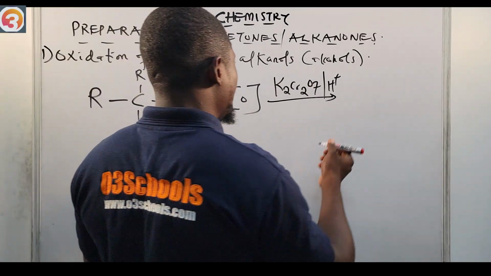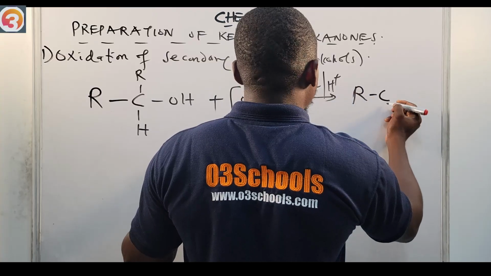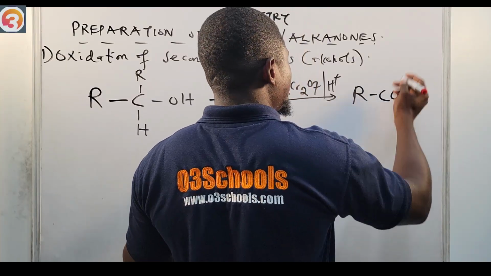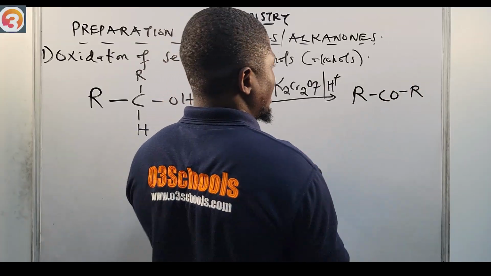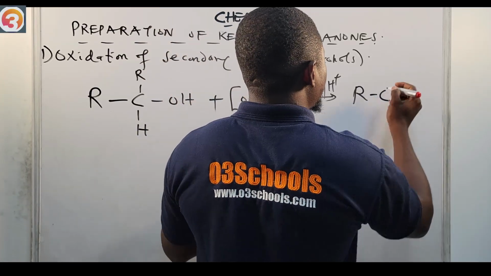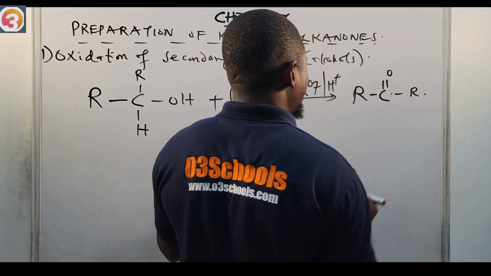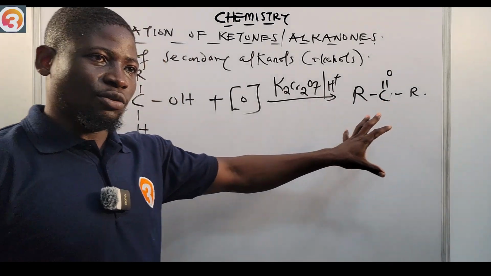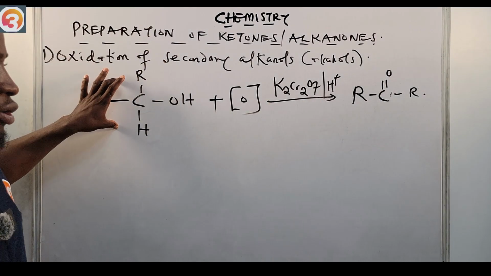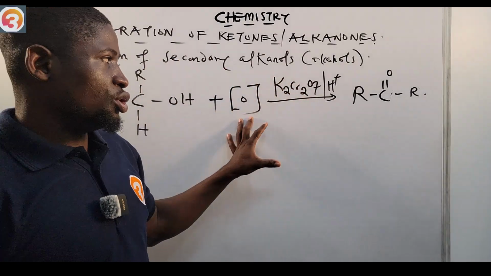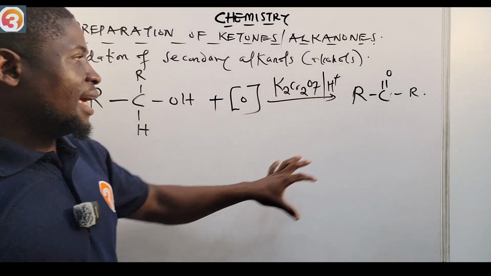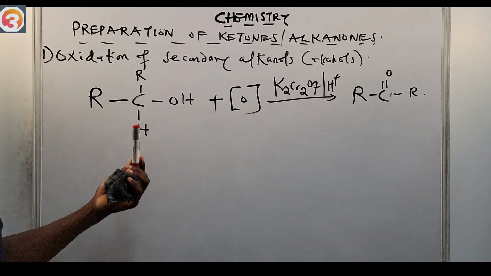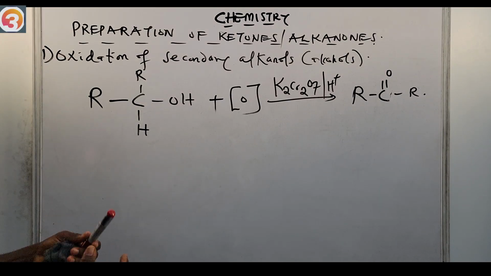All right, so I'm going to have your R, okay, you have your C, you have your O, then you have your R. Or you can put it this way: R, C double bonded to O, then R. So this is our ketone. This is our alcohol, our oxidizing agent to show that we are oxidizing, and then of course this is our ketone that is formed. So let's say, for example, we have a secondary alcohol like this.